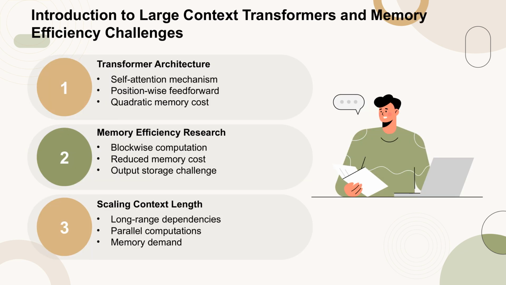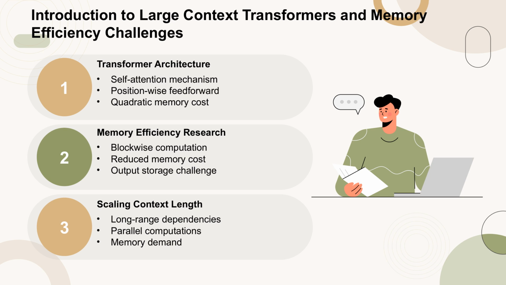Transformers, the backbone of many state-of-the-art AI systems, utilize self-attention and position-wise feed-forward mechanisms to achieve impressive performance. However, scaling the context length of transformers is challenging due to the quadratic memory cost in the input sequence length. Research has focused on reducing this memory cost through blockwise computation of self-attention and feed-forward networks. Despite these efforts, storing the output of each layer remains a significant challenge. This necessity arises from the inherent nature of self-attention, which involves interactions among all elements.